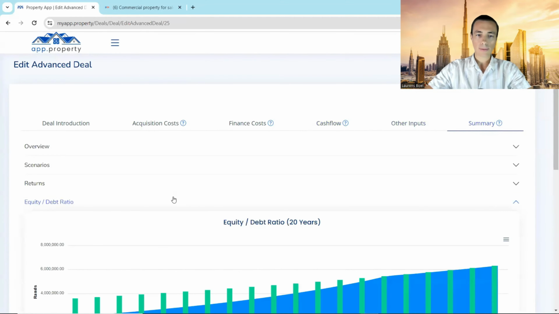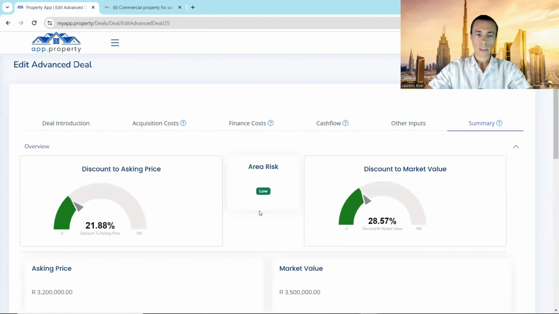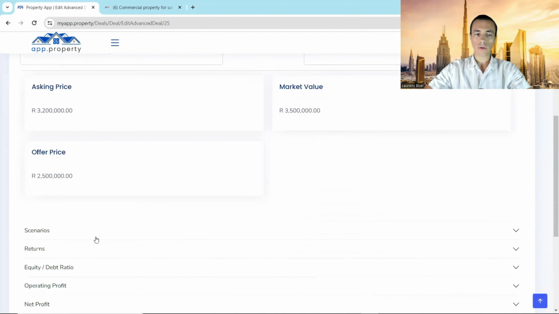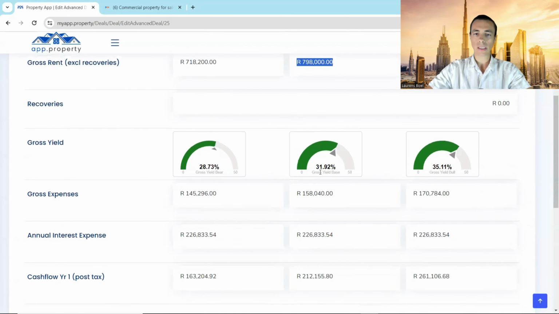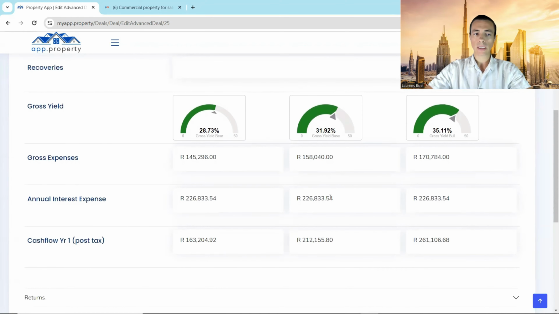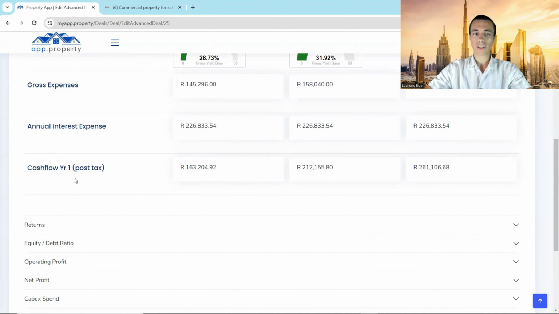Go to the summary tab. First of all, we'll look at the overview. So 21% discount to asking and 28% discount to market value. Next, we've got the scenarios. So you can see the bear case, the base case, and the bull case. This is taking into account those sensitivity levels. So on a base case, the gross revenue excluding recoveries will be 800,000, giving a gross yield of almost 32%. Gross expenses, interest expense, and cash flow post-tax year one of 212 on the base case, 163 on the bear, and then 261 on the bull case.